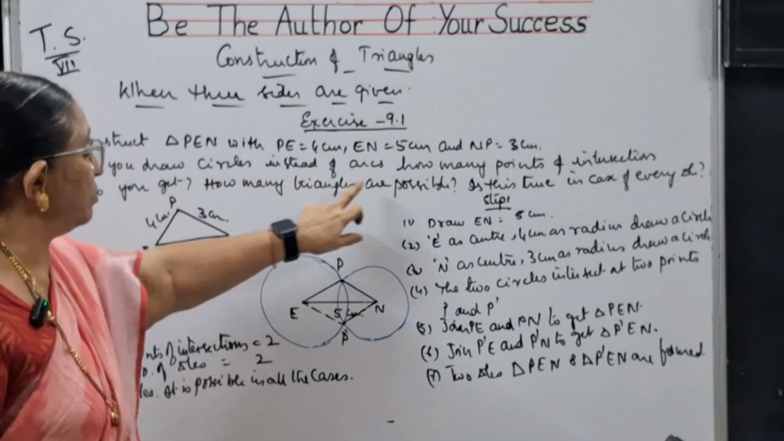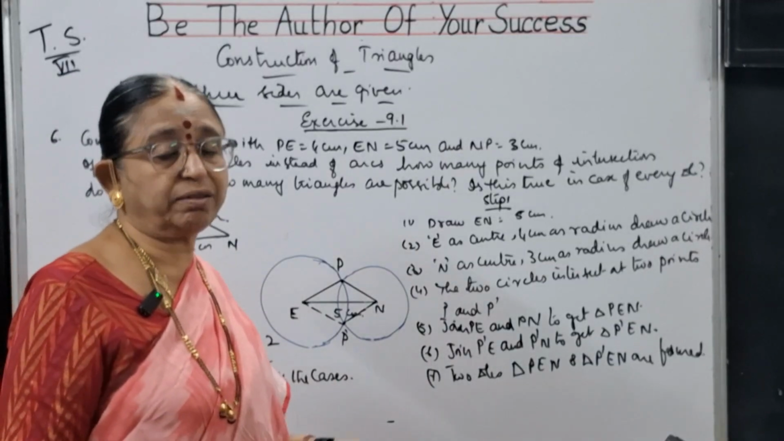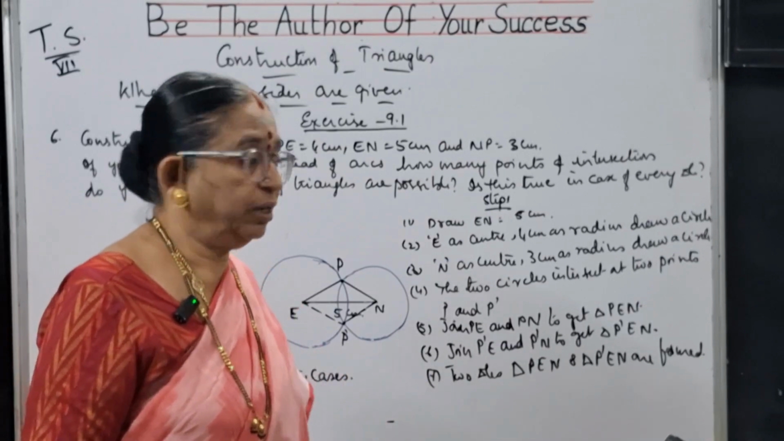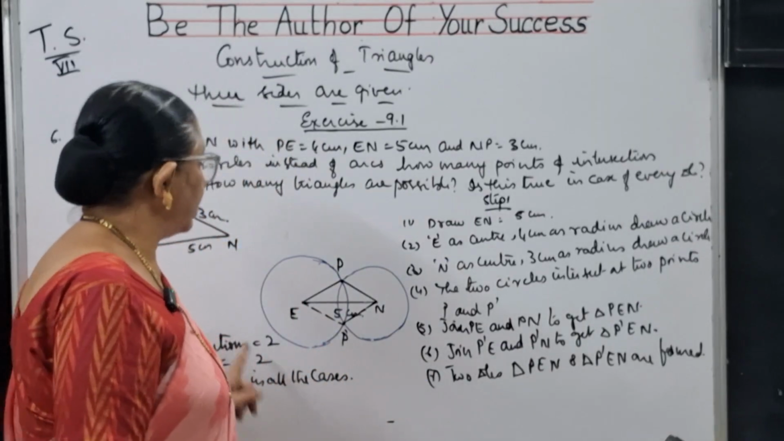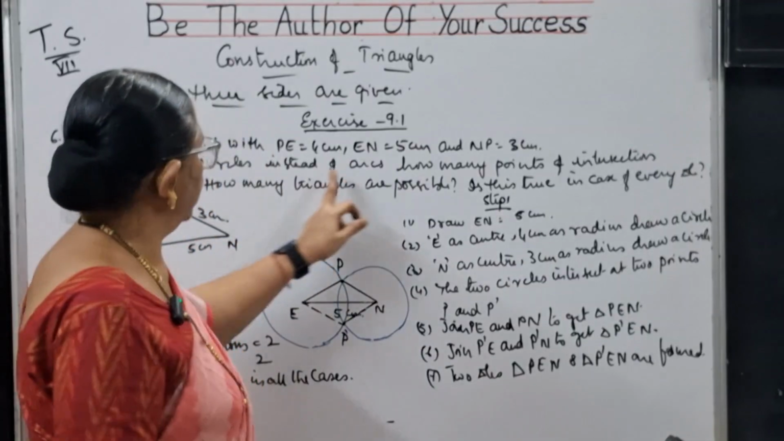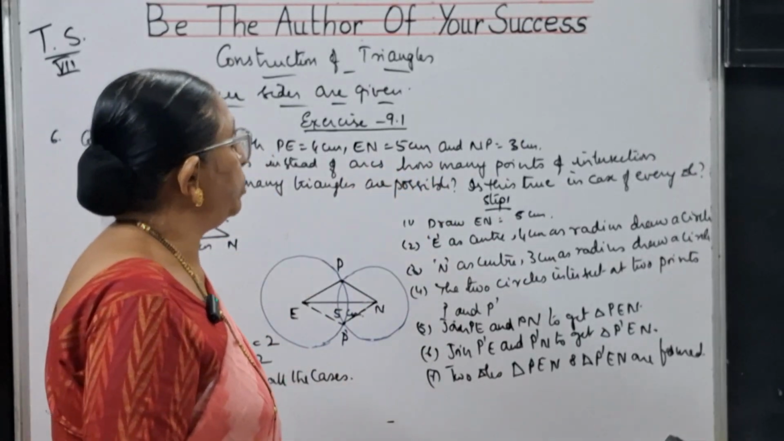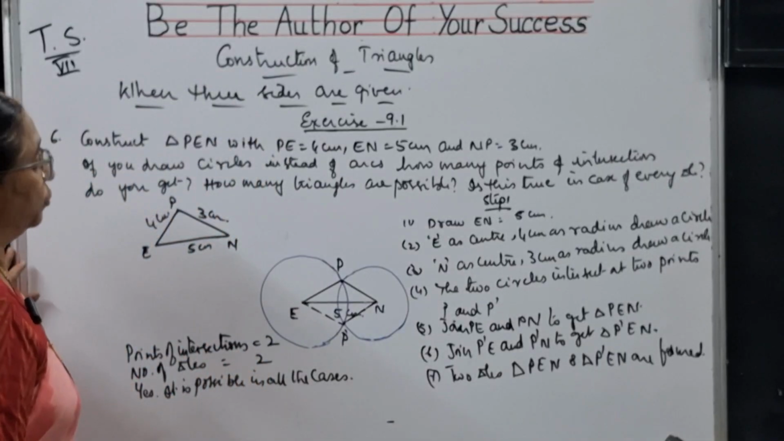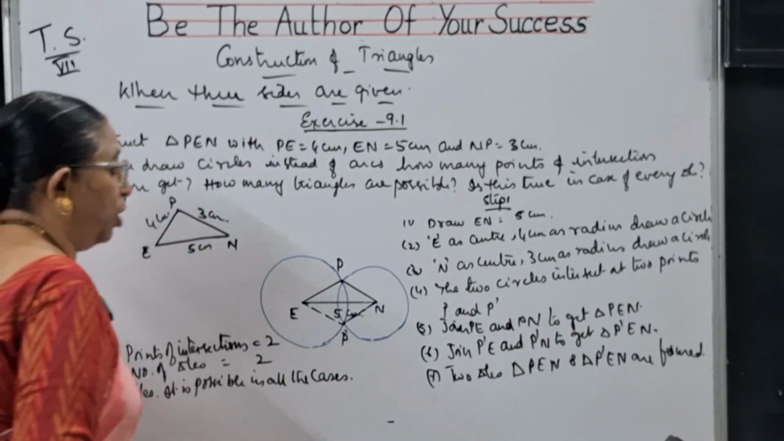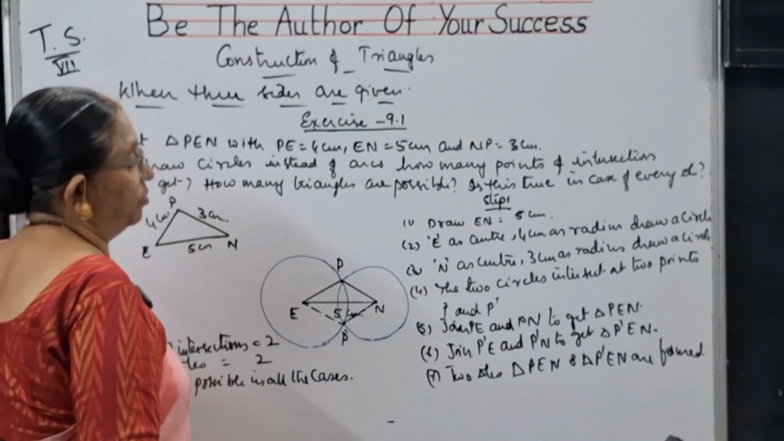If you draw circles instead of arcs, in all these earlier exercises, earlier sums, what have we done? We have done the arcs to join. But here he is asking to draw the circles. So when you draw the circles instead of arcs, how many points of intersection do you get? How many points where they intersect? And how many triangles are possible? Is it true in case of every triangle?